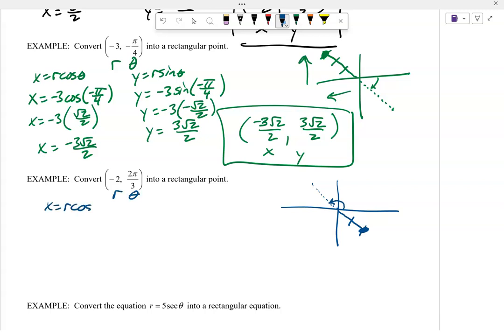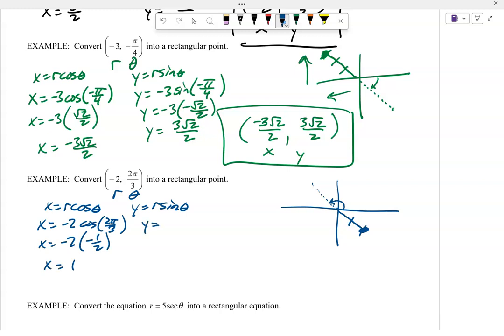X equals r cosine theta. Y equals r sine theta. So x equals -2 cosine 2 pi thirds. So I look up the cosine of 2 pi thirds, and that gives you a -1/2. So -2 times a -1/2 is +1.